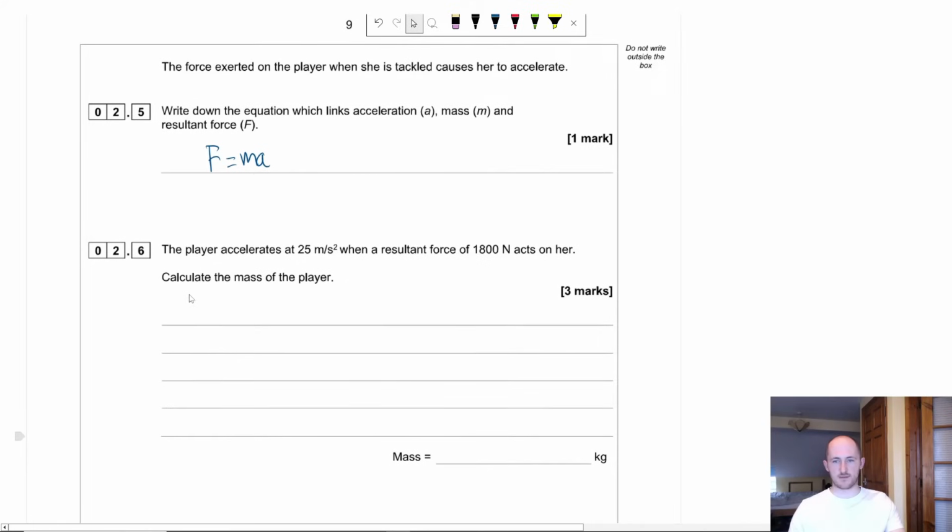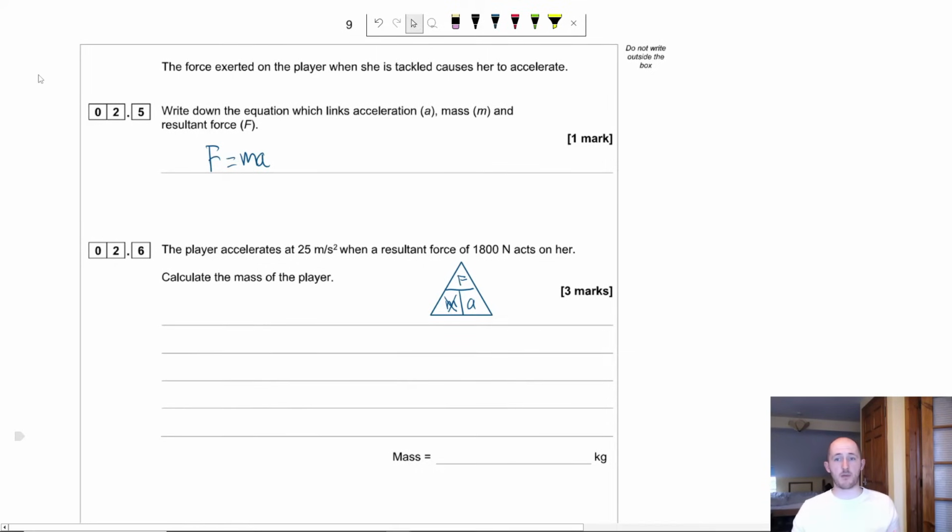And in part 6, we get to use the equation. How lucky for us. So it says the player accelerates at 25 meters per second squared when a resultant force of 1800 newtons acts on her, calculate the mass. So again, I'm going to draw out. I mean, first of all, you could just rearrange the formula. So m is equal to F divided by A. But for those of you that like the formula triangles, I know there's a few of you, let's do it this way. It'll be F, M, A. We want mass, so it's force over area.